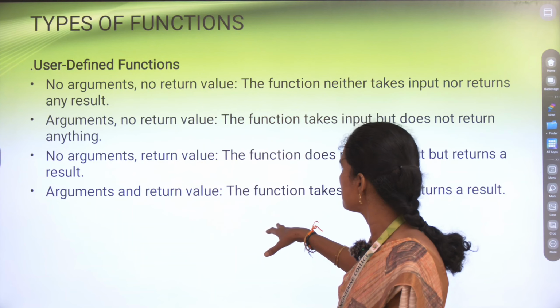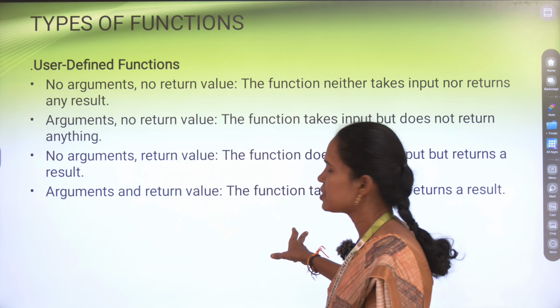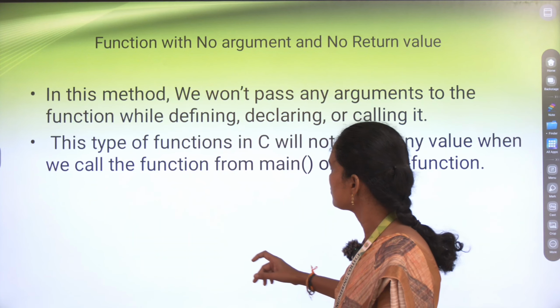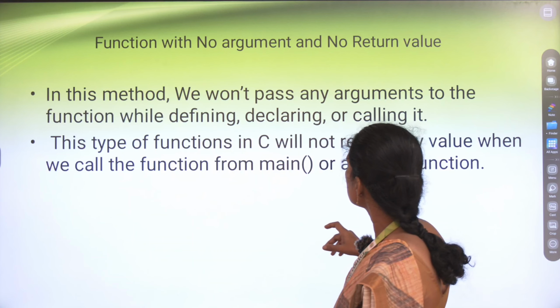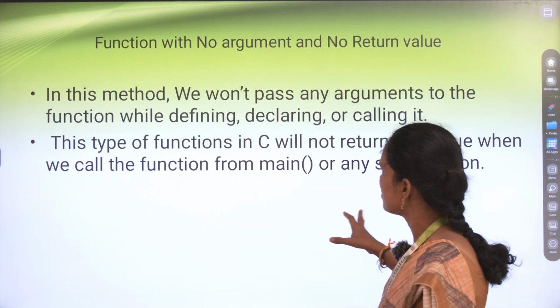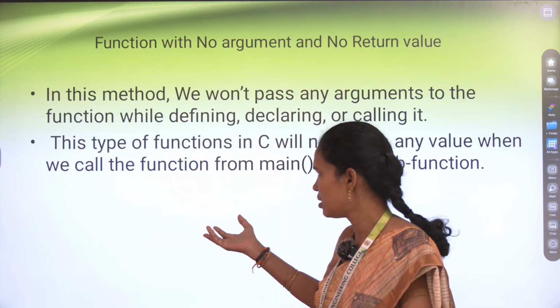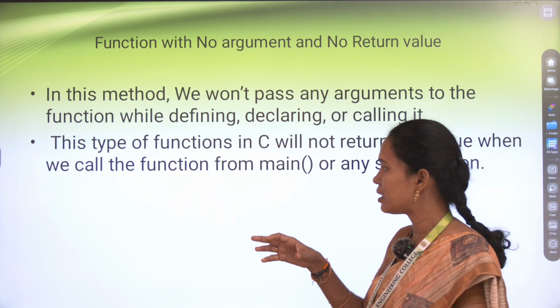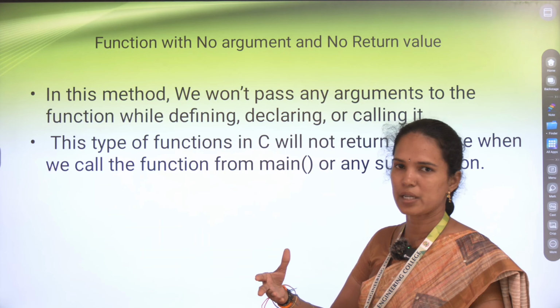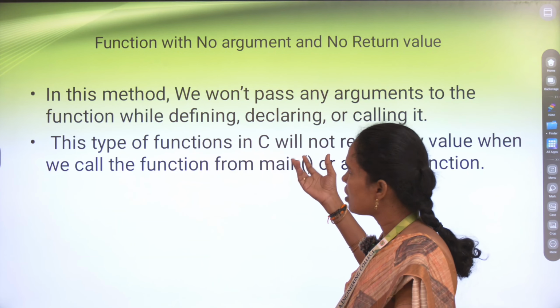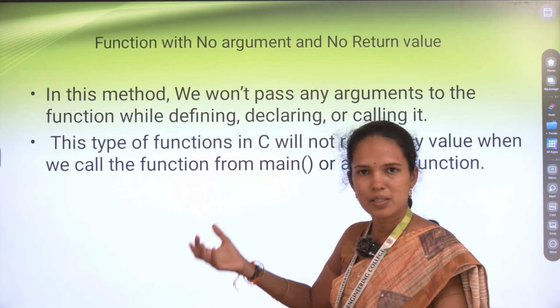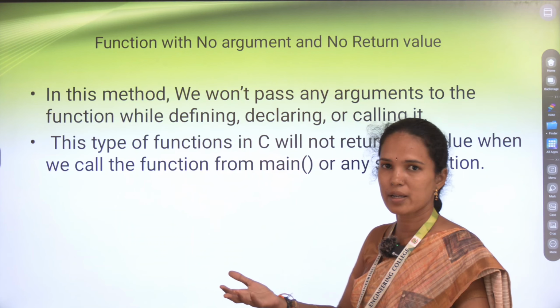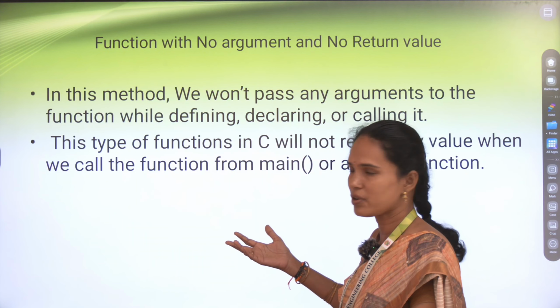So there are 4 types. We can see some examples so that you can understand. First, the function with no argument and no return value. As we have discussed already, we have seen the addition of 2 numbers, right? In that we passed 2 parameters. Now we can also write the program without passing any parameters and without any return value. We can write our own function.